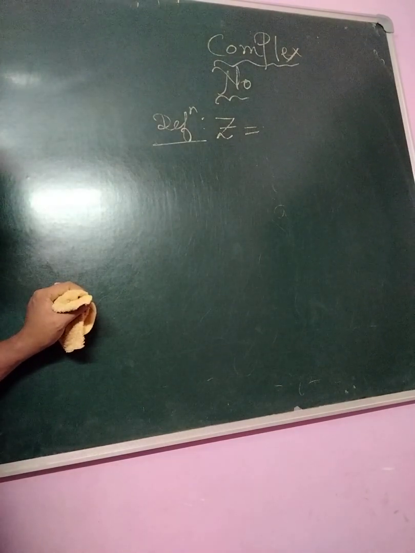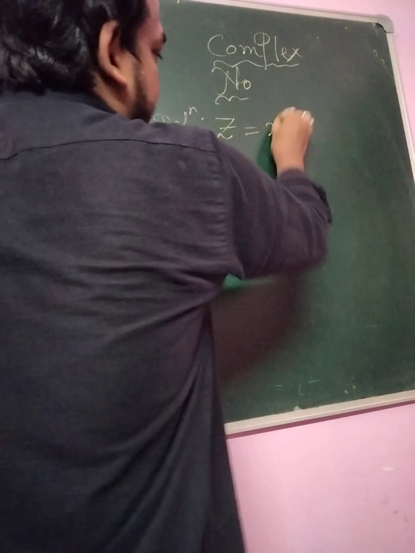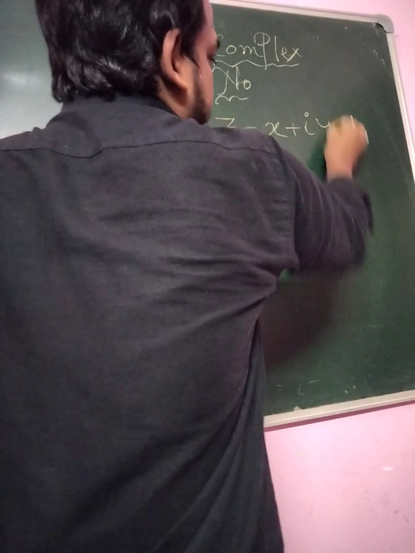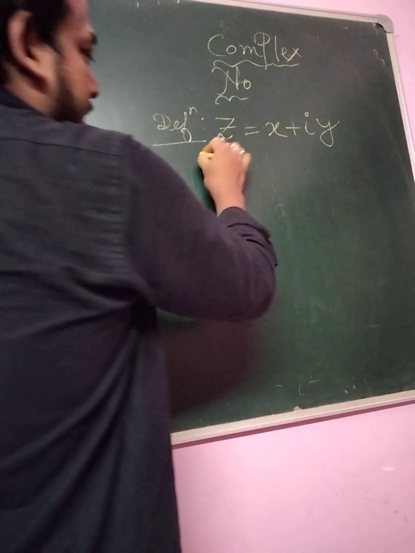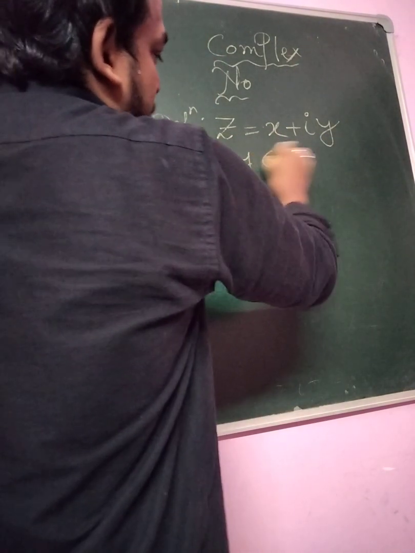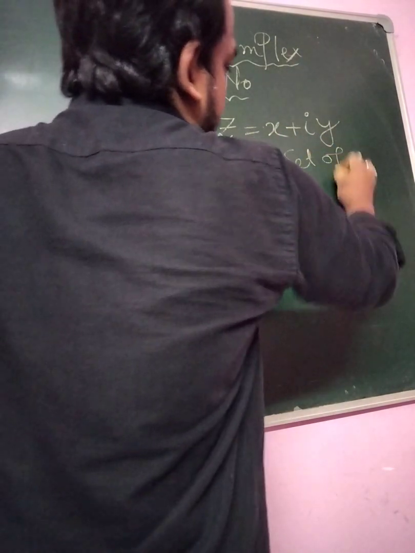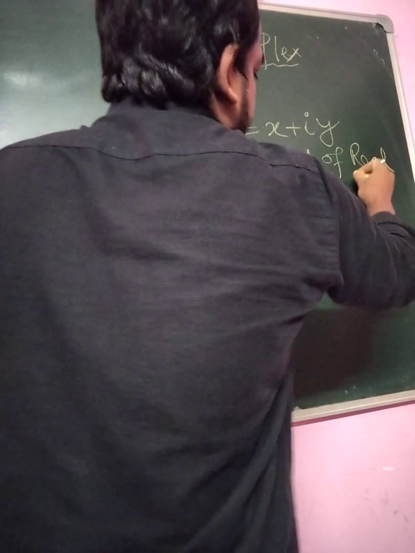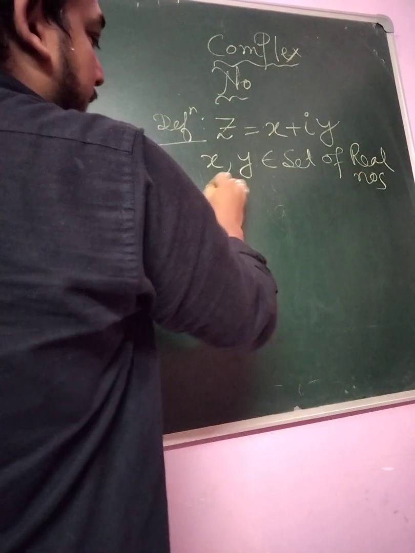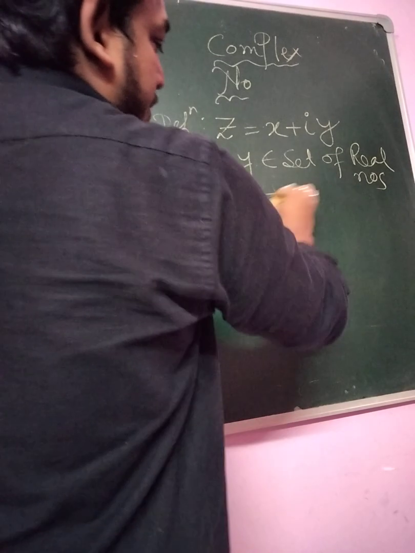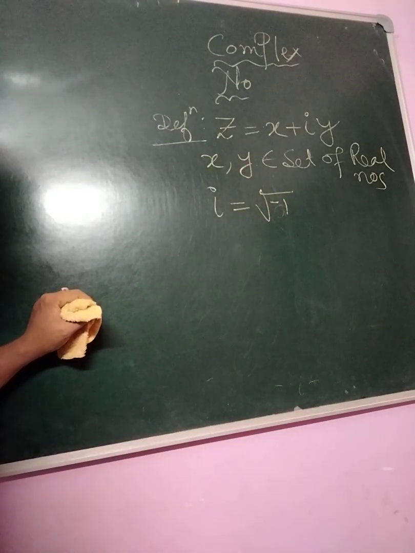A complex number is denoted by Z if it can be expressed in the form of x plus iota y, where x and y both belong to the set of real numbers, and this i is called iota, which is the square root of -1.